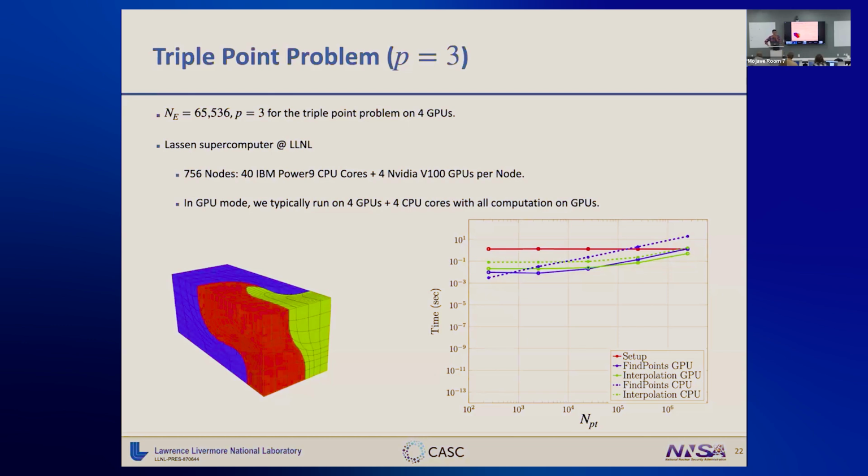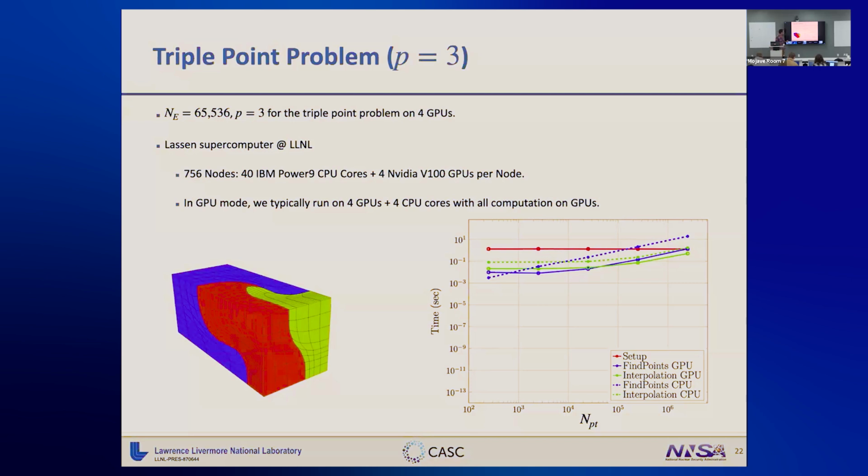There's another example, the triple point problem. This has 65,000 elements, cubic mesh. The numbers here are coming from Lassen, our supercomputer here at LLNL, with NVIDIA V100 chips. Now, typically, if you're running on one of the nodes, you would run on 4 GPUs. And before this work, the find points functionality would be executed on 4 CPU cores, right? But with the new kernels, you can see a comparison of how the GPU kernels can reduce your time to interpolation.